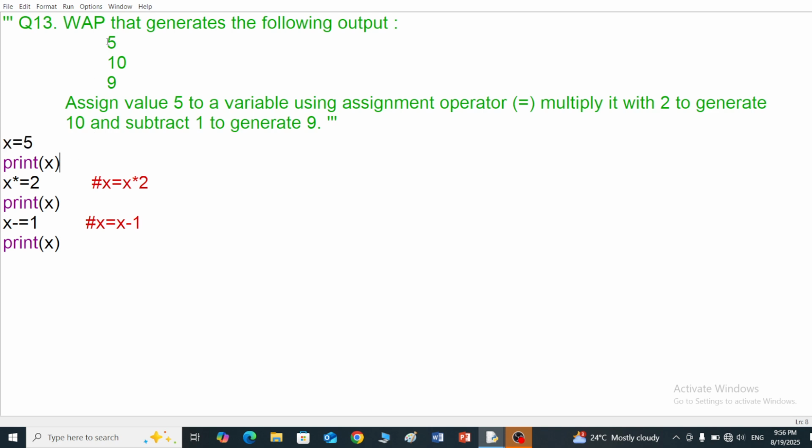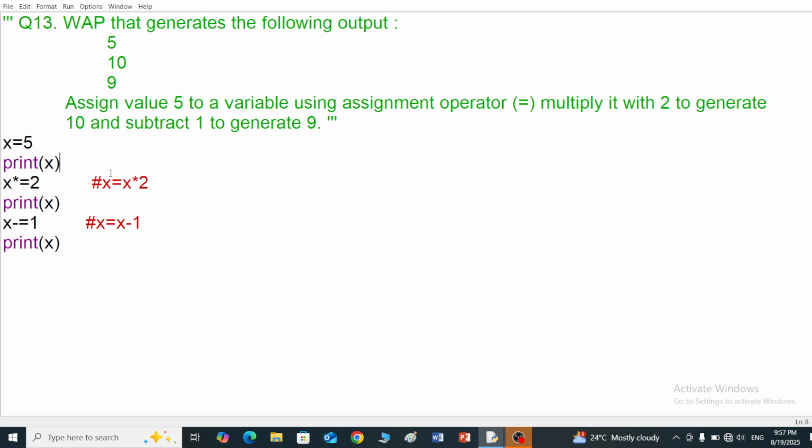So which one will display? 5. Now x *= 2, otherwise x = x * 2. Both are the same. This is the assignment operator. Okay. So x = x * 2, this meaning also is the same. So x = x * 2 means whenever x is multiplied by 2, the value will be stored in x only. So 5 2s are 10.